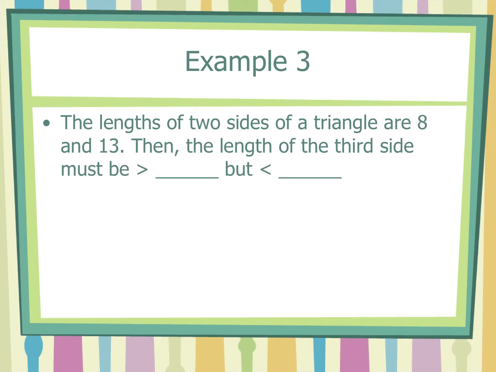So here it says the lengths of two sides of the triangle are 8 and 13. And then it says the length of the third side must be greater than what, but less than what. And again, this is where we are going to find the sum and the difference of these two numbers. So I'm going to add 8 and 13, and I'm going to subtract 13 and 8. This will give me 21. The difference is 5.